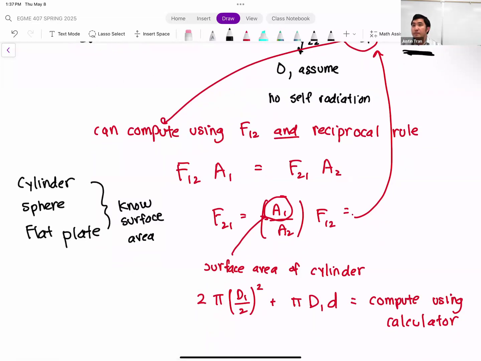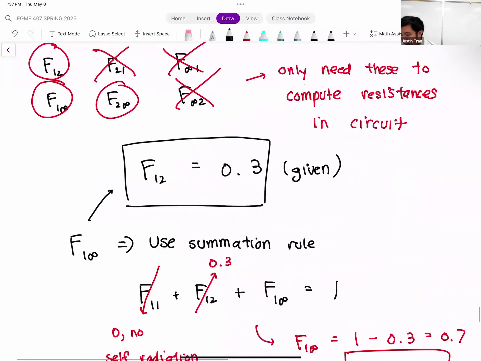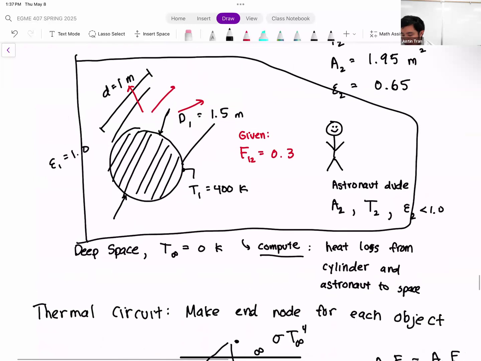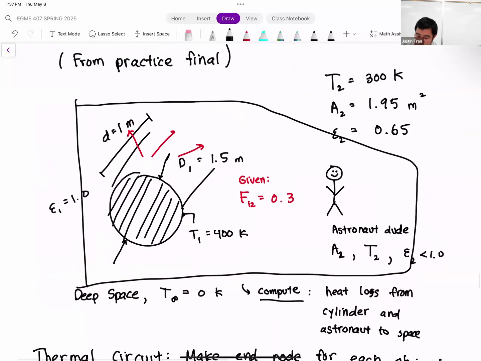What's the area that was given for the astronaut, since the astronaut has a weird shape? A2 is 1.95 meters squared. You can just pull A2 straight from the problem, and then A1 you can compute from the area of a cylinder.